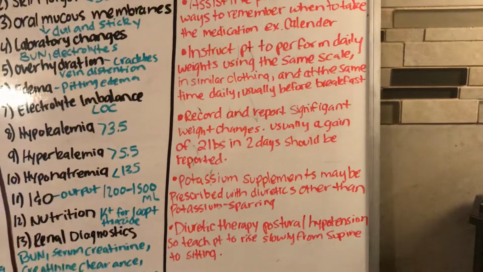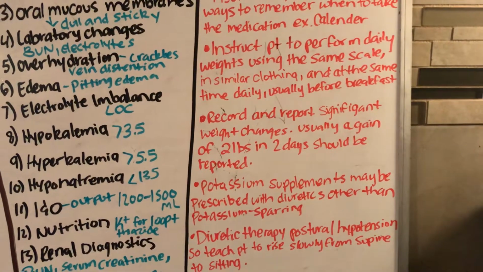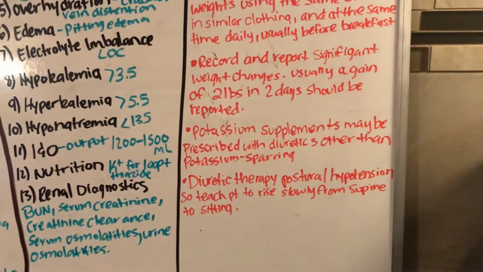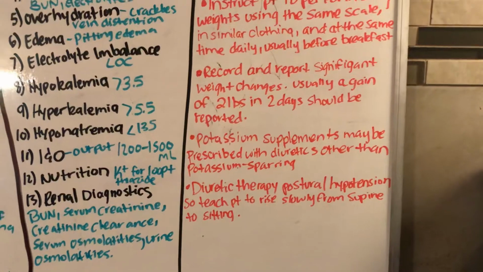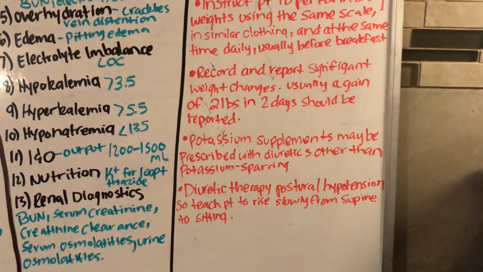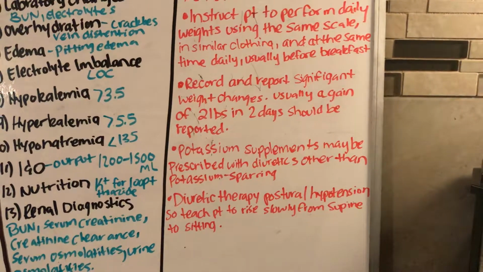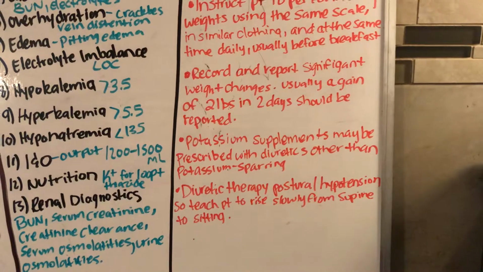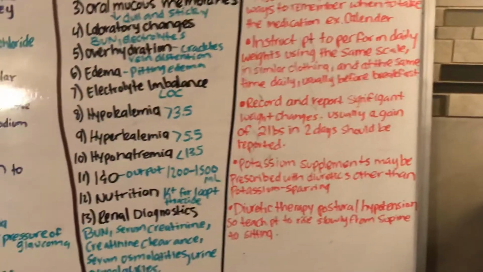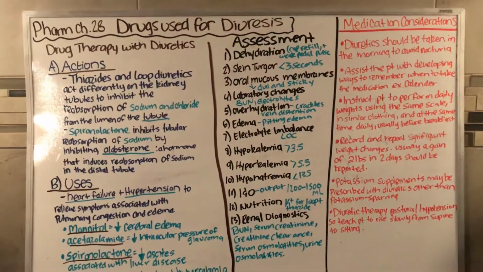Okay, you want to record and report significant weight changes. Usually a gain of 2 pounds in 2 days should be reported. Potassium supplements may be prescribed with diuretics other than the potassium sparing. And that diuretic therapy usually induces postural hypotension. So teach the patient to rise slowly from supine to sitting so that you can avoid that orthostatic hypotension. So that is the drugs for diuresis.